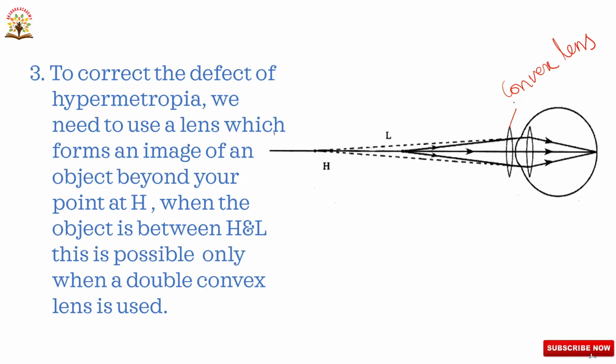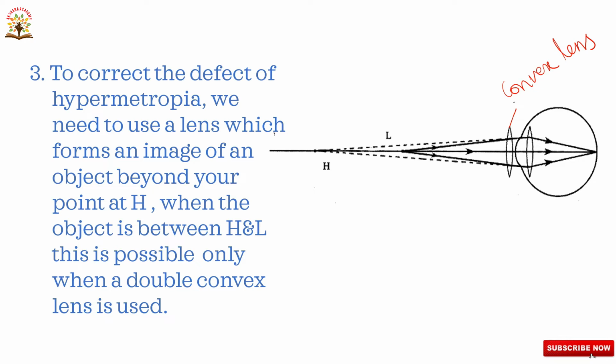So here initially the image forms beyond the retina. Whenever we place the object beyond H, the image forms on the retina. Those who are suffering from hypermetropia cannot see the image, so we are doing correction. For correction, we are using this convex lens. It is a converging lens and these rays are meeting at this point.